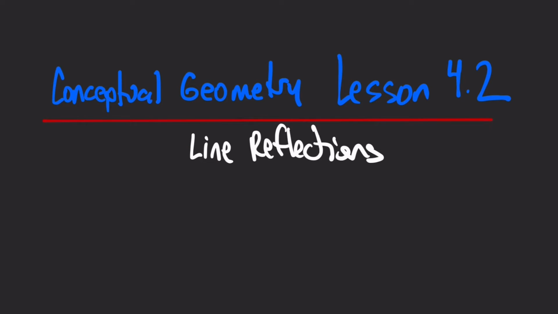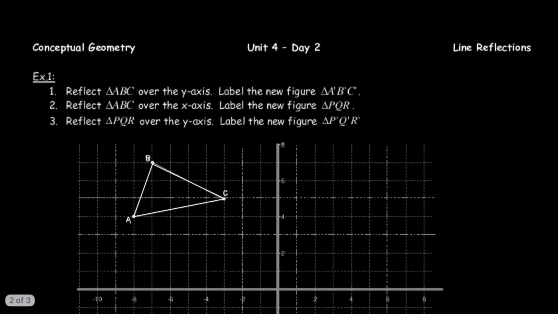Hey guys, welcome to Conceptual Geometry, Lesson 4.2, Line Reflections. We're going to get started with an example. They're giving us triangle ABC, and they want us to reflect it over the y-axis.